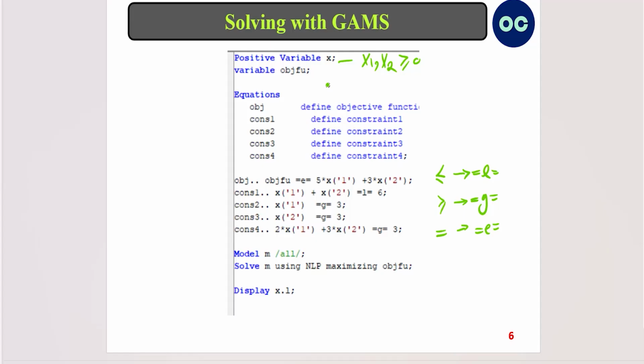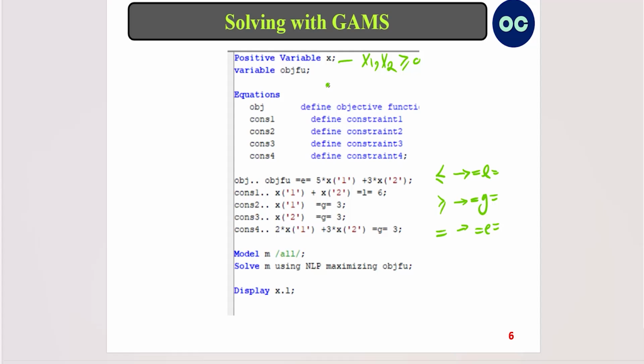So Z, or the objective function, is equal to 5x1 plus 3x2. Constraint number 1, x1 plus x2 is less than 6, x1 is greater than 3, x2 is greater than 3, and 2x1 plus 3x2 is greater than. This is the model.